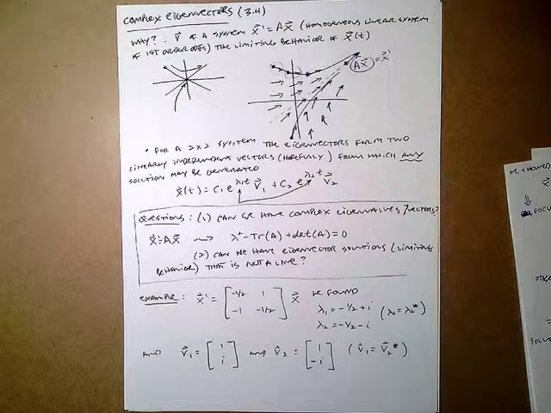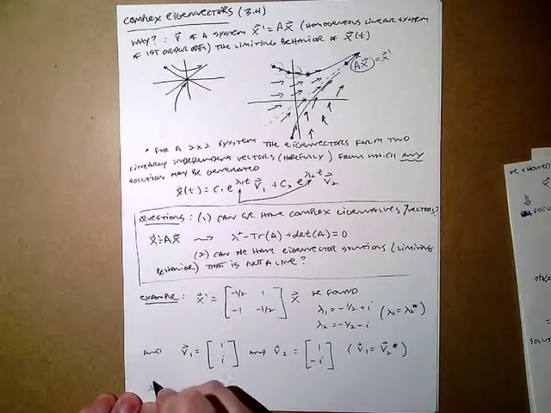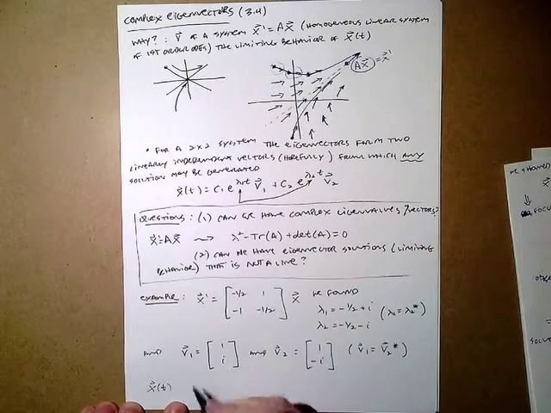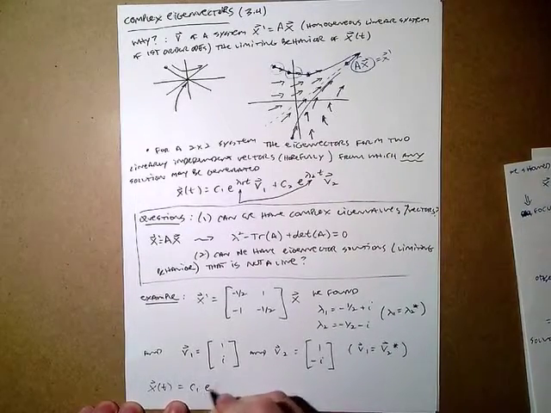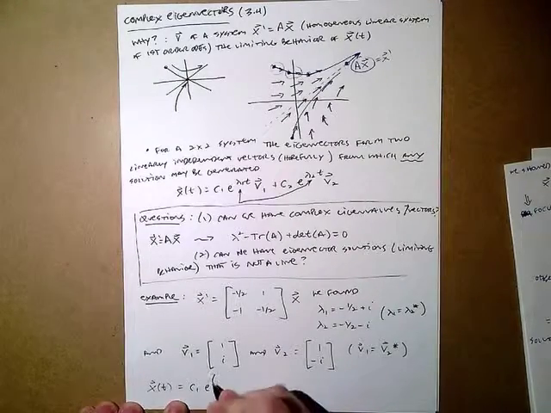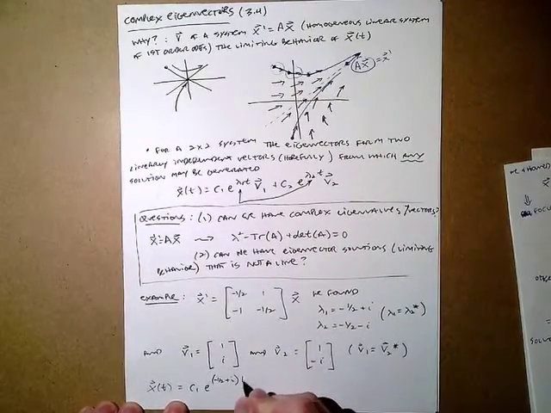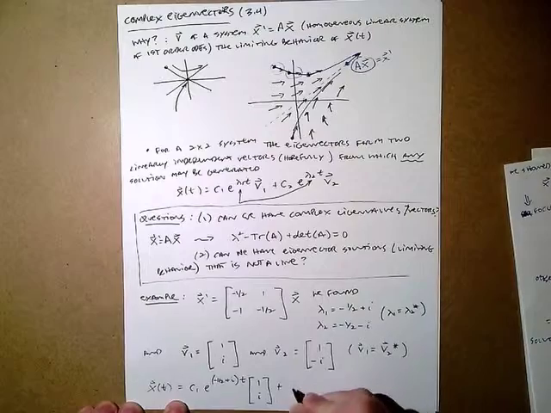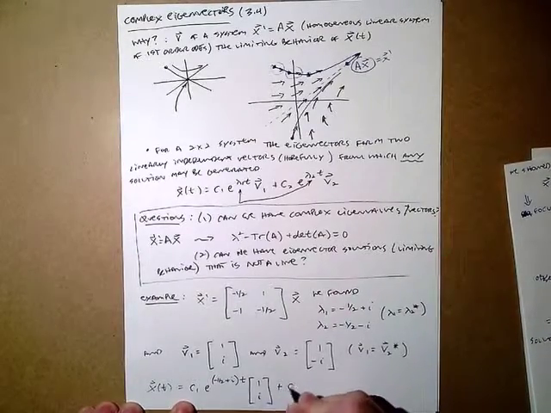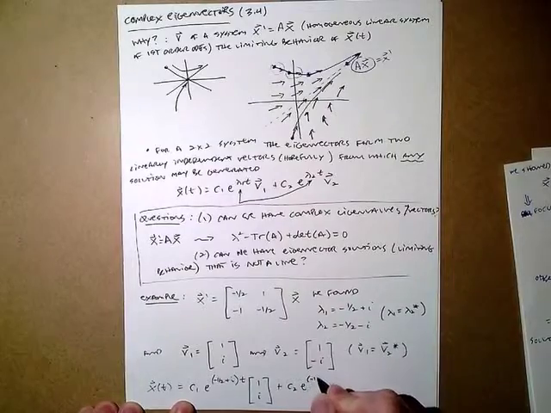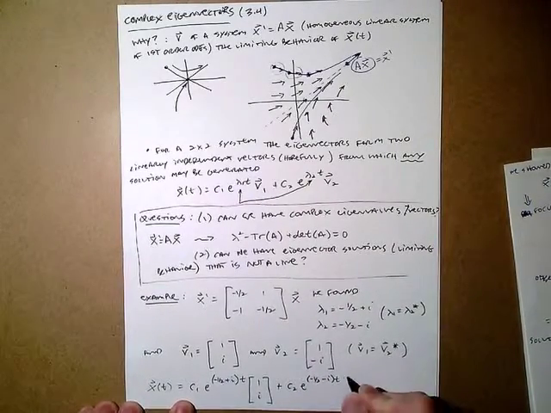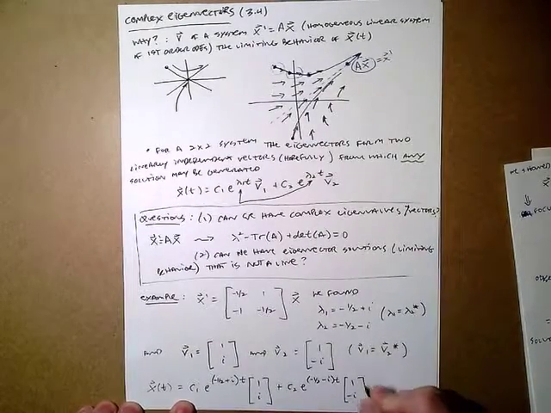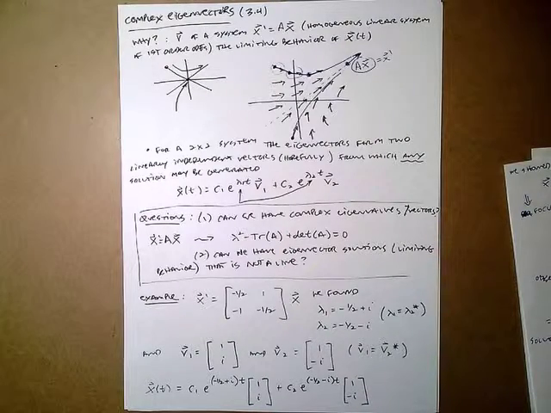It follows from this that the general solution to the system x prime equals Ax is c1 e to the lambda 1 times t, so that's e to the (negative 1/2 plus i) times t, times v1. And then that's going to be the linear combination with c2 e to the lambda 2 t, which is e to the (negative 1/2 minus i) t, times v2. And this is our general solution.